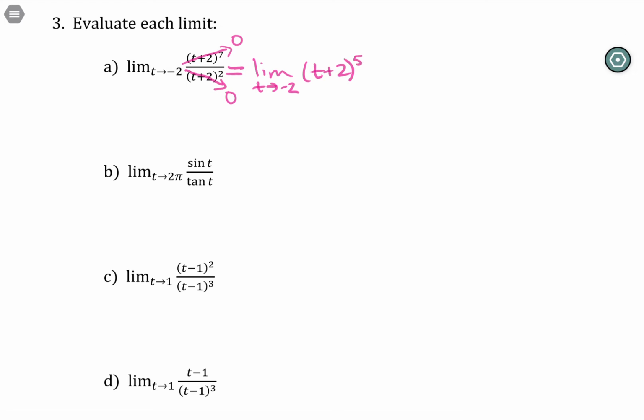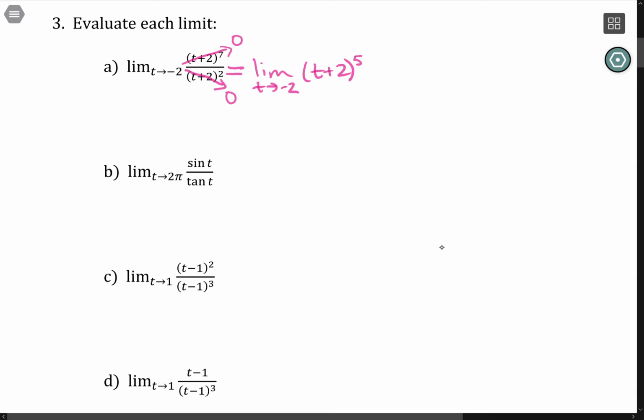And now if I go and try and plug in 0, I don't have the 0 in the bottom, which means I no longer get that domain error. I now get something totally valid. When t approaches -2, I'm getting basically 0 to the 5th power, which is going to be 0.